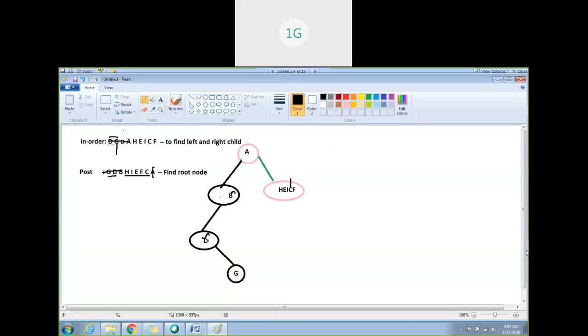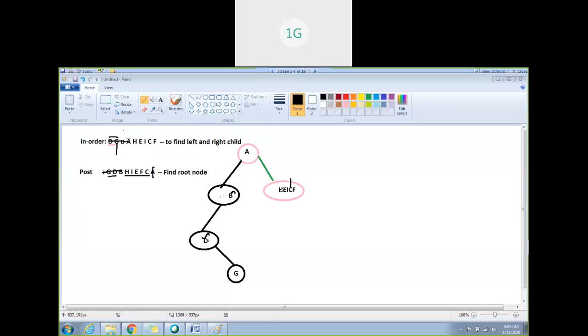Five elements are there, ma'am. If five elements are there, then definitely from post order, which element did I visit last? C, ma'am. So C is the root node I have chosen.